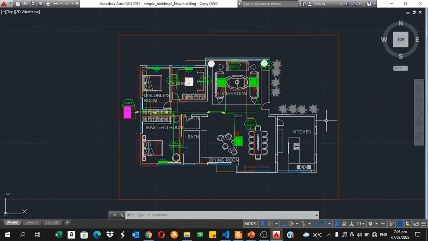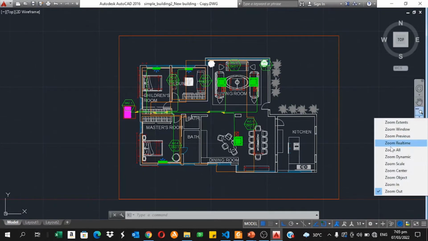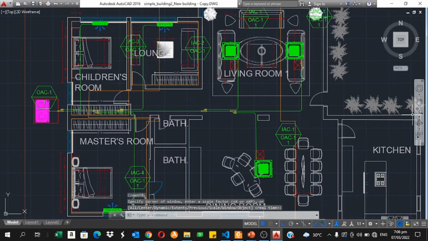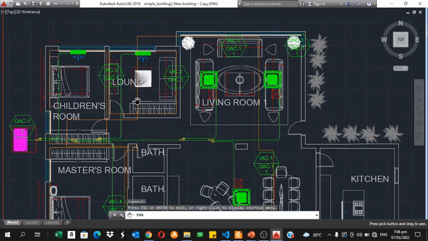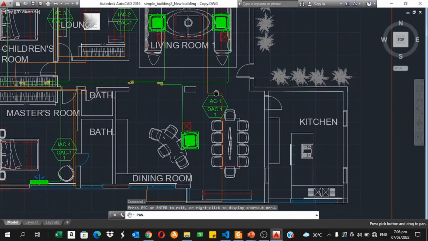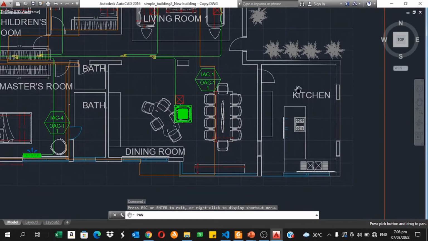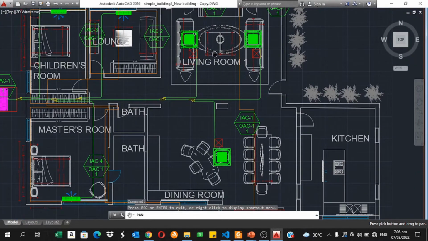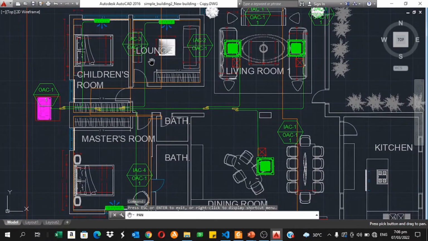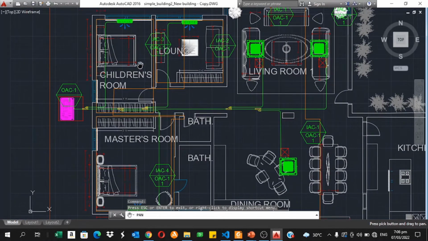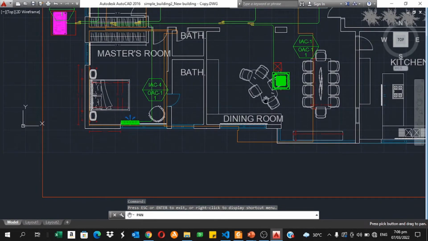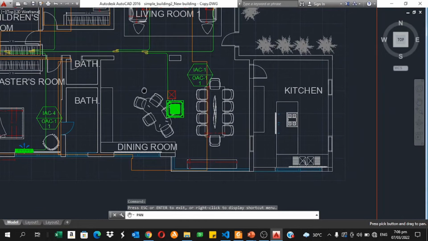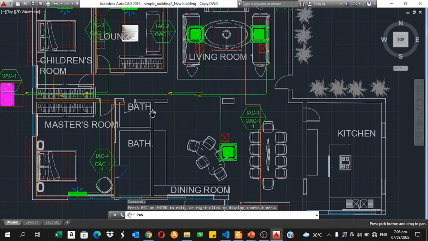This is the drawing we're going to work with. It's a residential building. Let me zoom in properly so that you can see it clearly. It has a master's room, a children's room, a lounge, a living room, two bathrooms, a dining, and a kitchen. There's a cassette unit in the dining room. There are two cassette units in the living room. There's a wall-mounted unit in the lounge, in the children's room, and in the master's room. I did not cool the kitchen, and I did not cool the two bathrooms, of course.